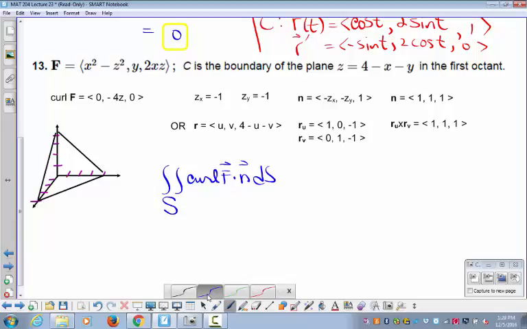As soon as we substitute in that n right there, the 1, 1, 1, then this becomes a dA. And is everybody clear why that is? Remember that n dS is really this. N is r sub u cross r sub v, divided by the length of r sub u cross r sub v. That's a unit normal. And dS is the magnitude of r sub u cross r sub v dA.